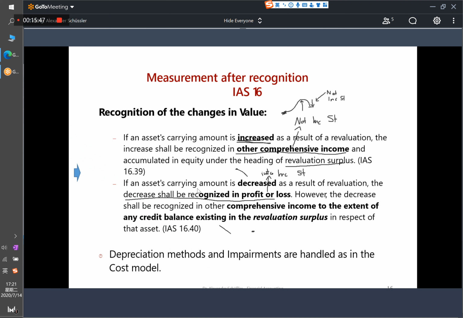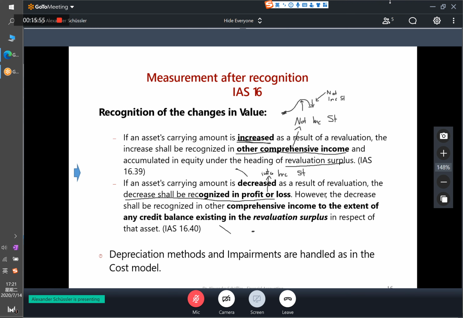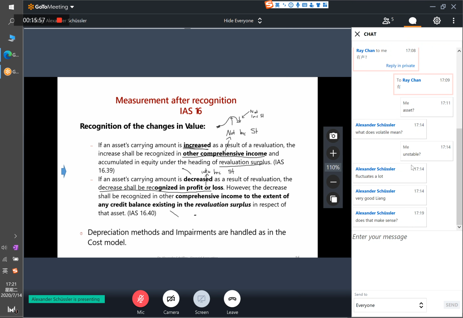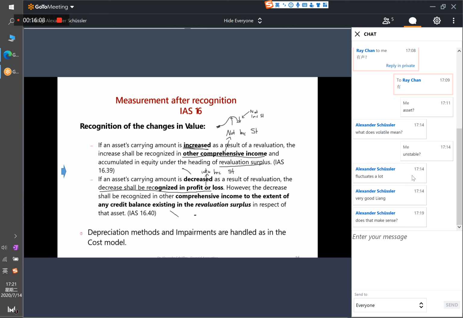What is the difference between the income statement and other comprehensive income? The income statement is generally if you have expenses and if you have revenues, income. That's the general profit and loss statement. But there is other comprehensive income. You also call that dirty surplus accounting. And that means that essentially there are some things which are not related to the core business.